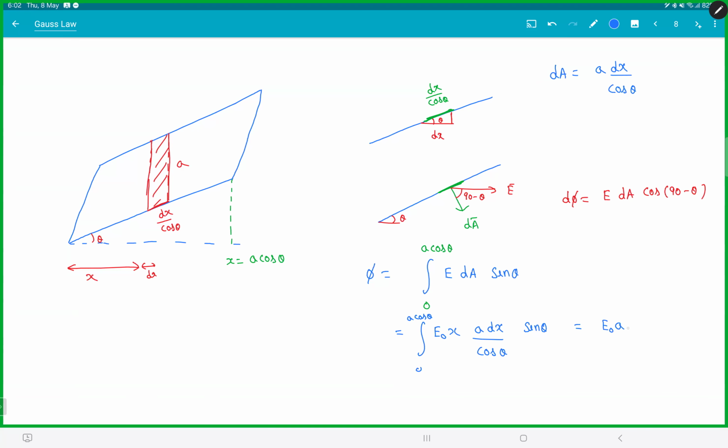This will be E naught a tan theta x square by 2. Limits will go from 0 to a cos theta. Substitute the values there. You will end up with E naught a cube by 2 tan theta cos square theta. You can write sine theta by cos theta, so one sine, one cos will go off. Yeah, but you can simplify. Clear with this?